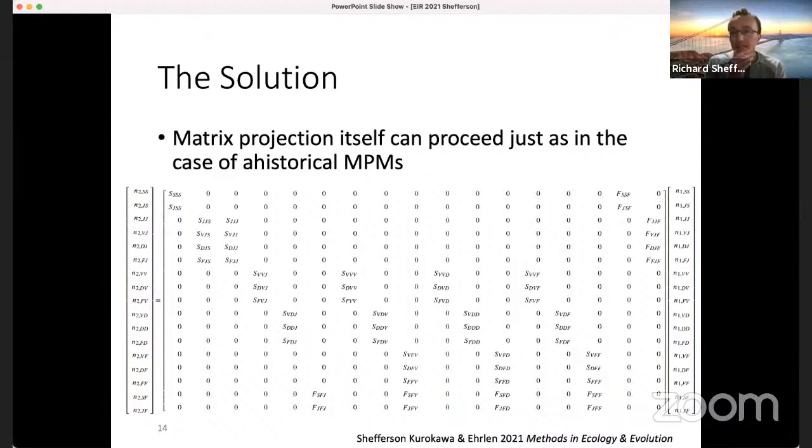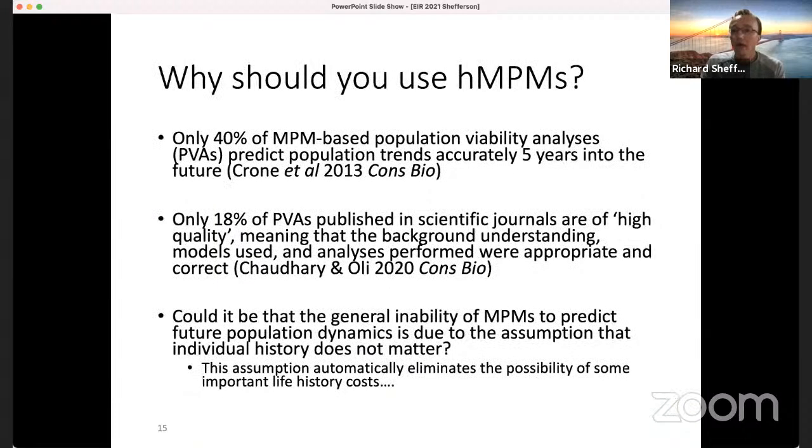The projection, though, because this is a 2-dimensional matrix, is the same as before. So you can do everything with a historical matrix projection model that you can do with a normal one, including project to the next time step, project lambda, do stochastic analyses, whatever you want. Now, why should we use these? This just looks like an extra complication. I'm sure most people are thinking, well, if I have my data, why can't I just do a standard one and look for the best?